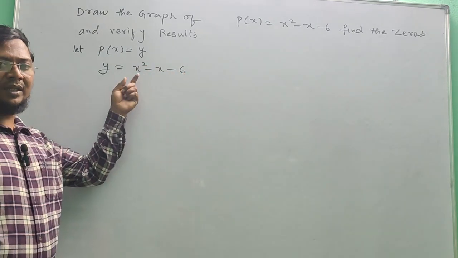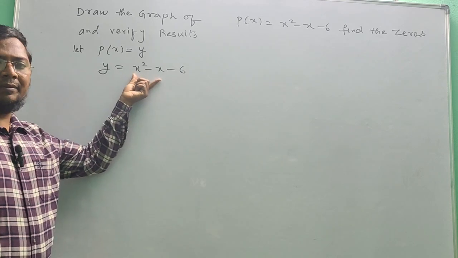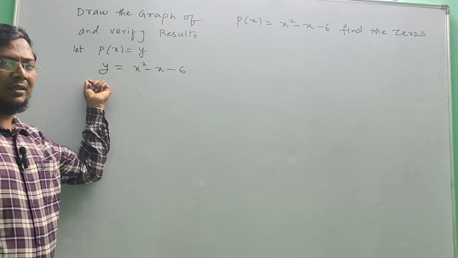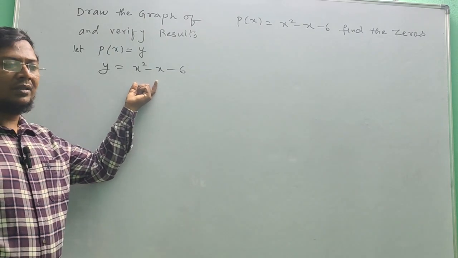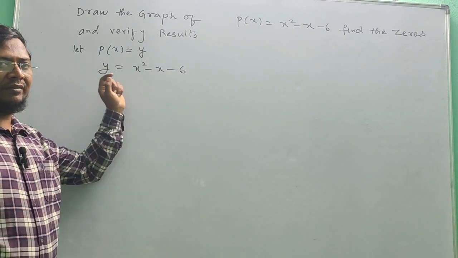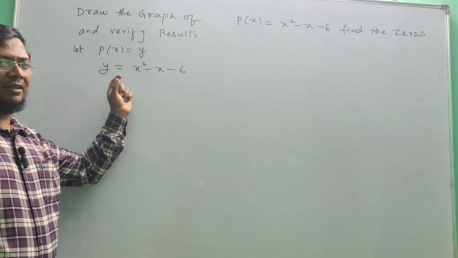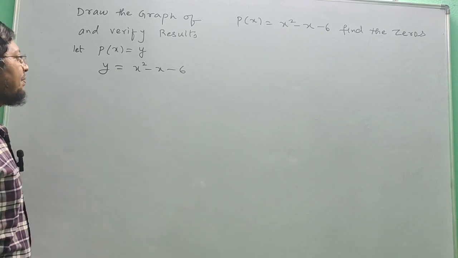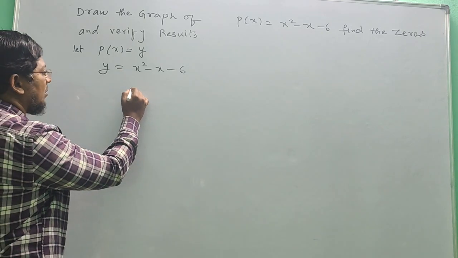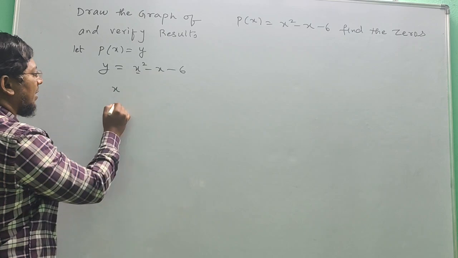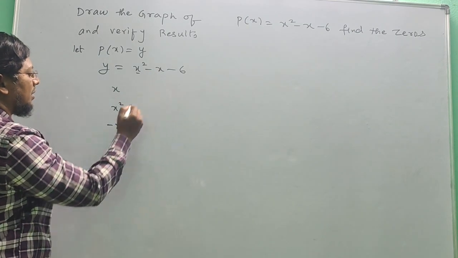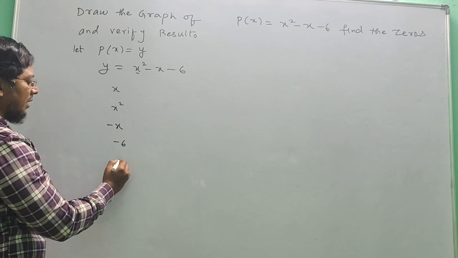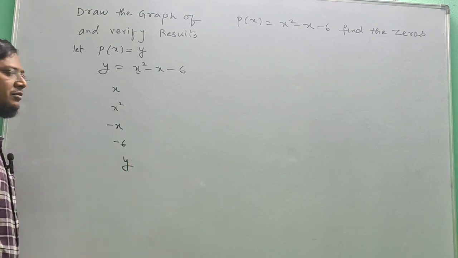Here we have two variables, x and y. X is the independent variable and y is the dependent variable. Independent variable means we can take any value of x, and all the y values depend on the x value only. So we have to take the first value, x. What is the second value? X square. What is the third value? Minus x. What is the fourth value? Minus 6. And the last value we should get is y.